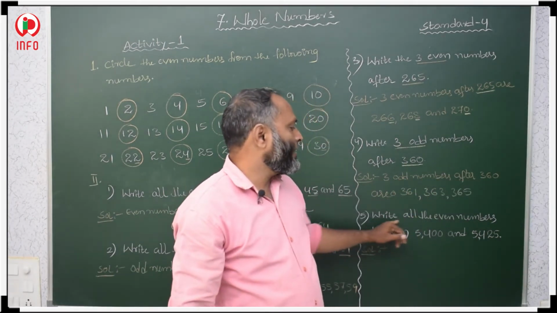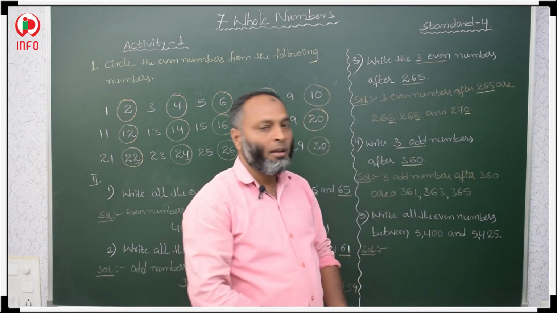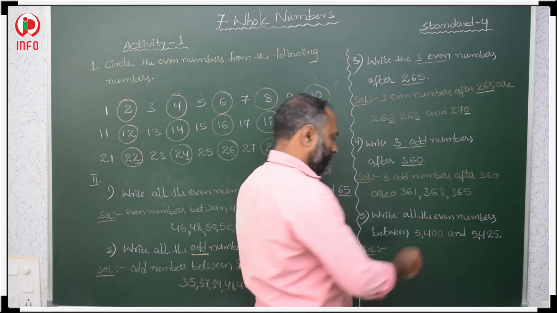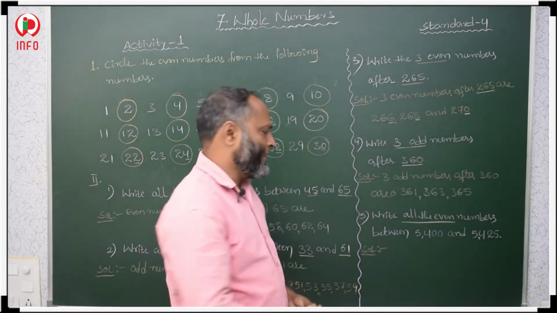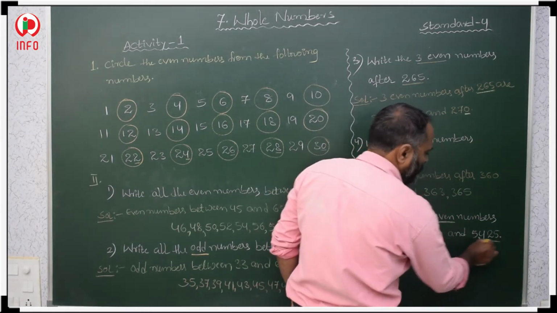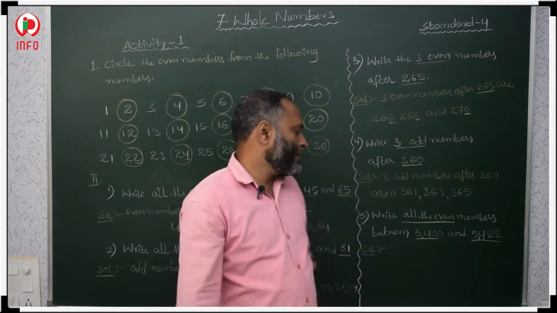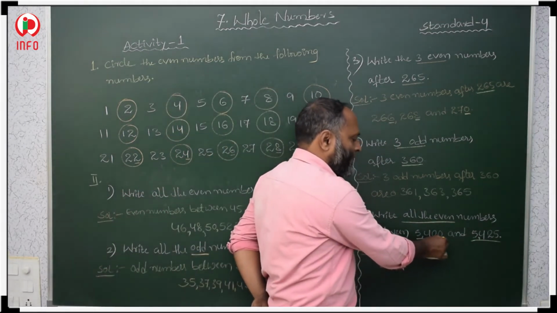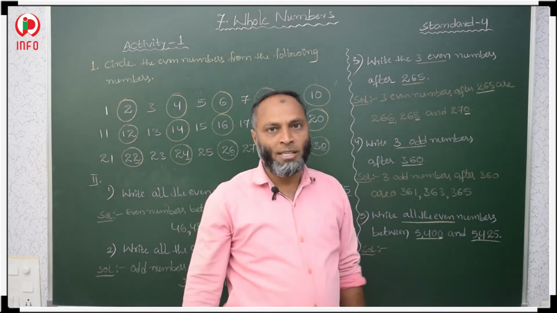Then after that, write all even numbers between 5400 and 5425. All even numbers between 5400 and 5425 we have to write. Here 5400 is already an even number. The very next number is an odd number.